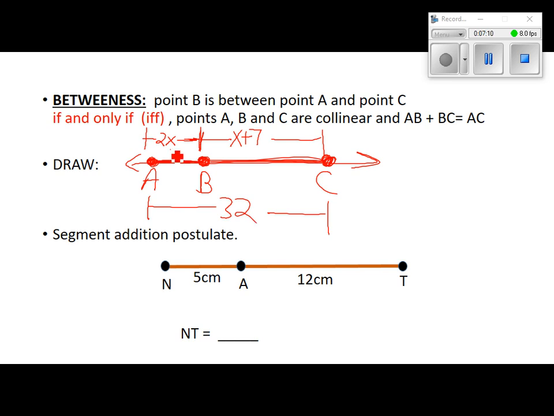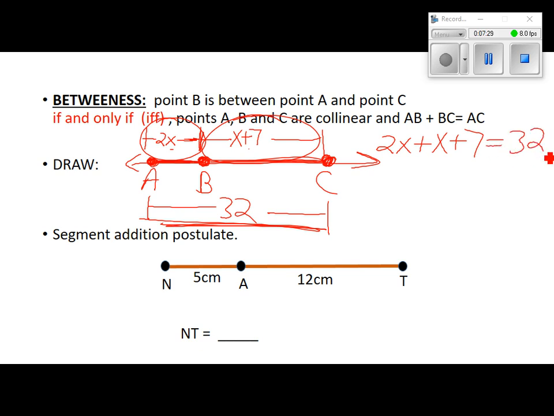What are you going to do with these two? 2x plus x plus 7. We're going to add those together, so it's going to end up being like 2x plus x plus 7. What do we know about those two added together? They make 3x. Well, they have to make 3x. They add up to equal that whole thing.